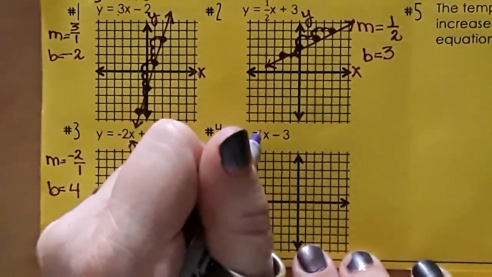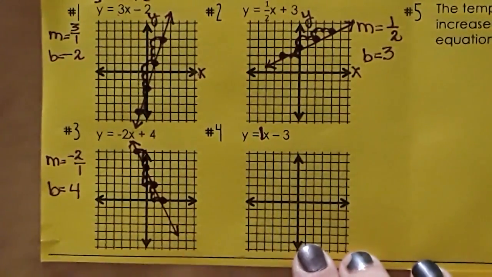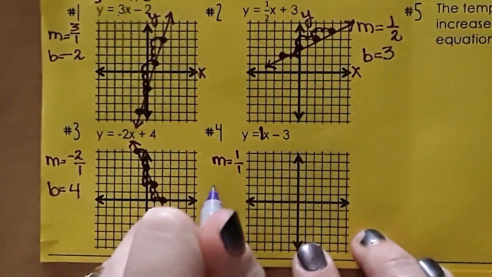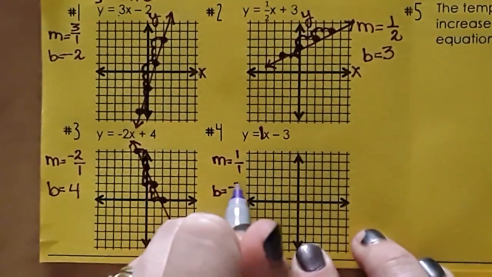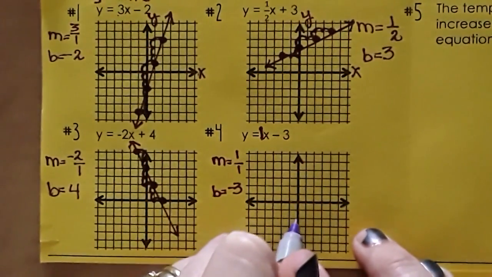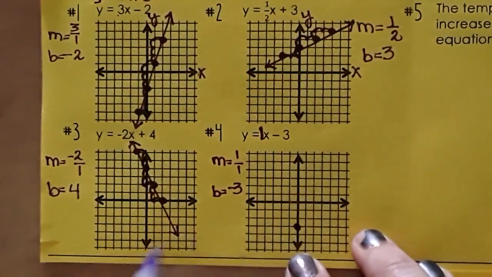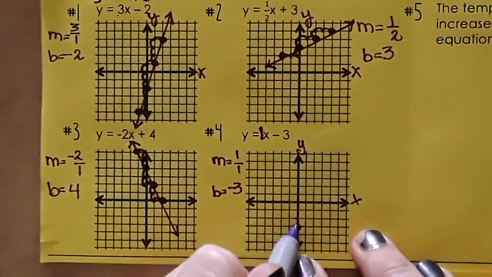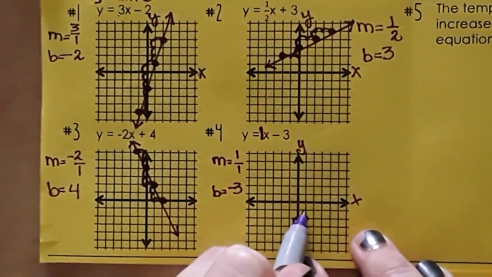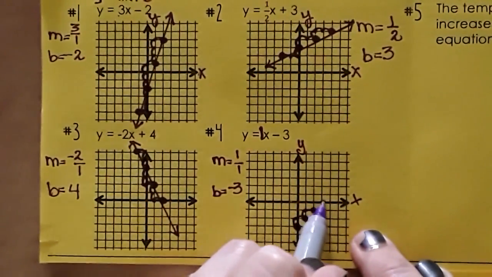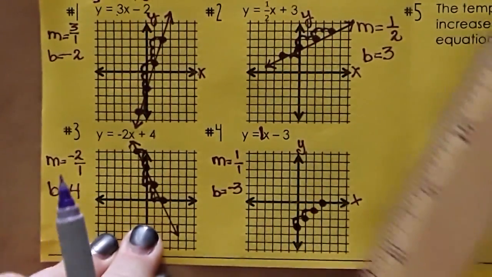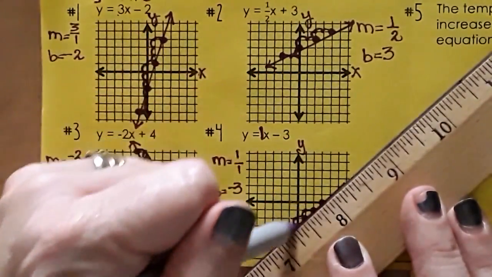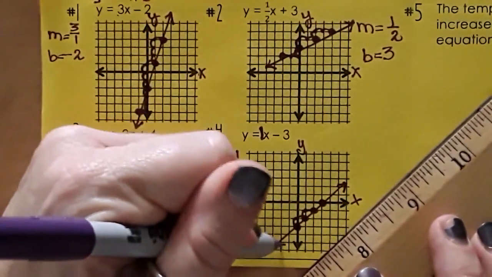I know you notice there's something missing. I can put in front of this x a 1 to help me. So my slope in this case is 1 over 1. And my b, or my y-intercept, is -3. So we're going to go down 1, 2, 3. That's where we're starting our line on the y-axis. And now let's go up 1 over 1. Up 1 over 1. Up 1 over 1. I think that's plenty. These are all straight lines, so they are all linear equations.